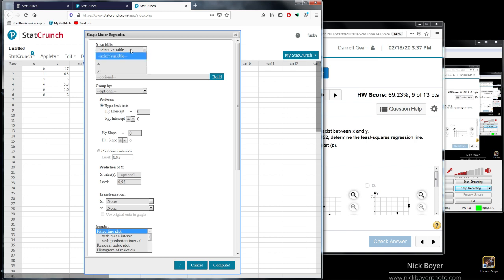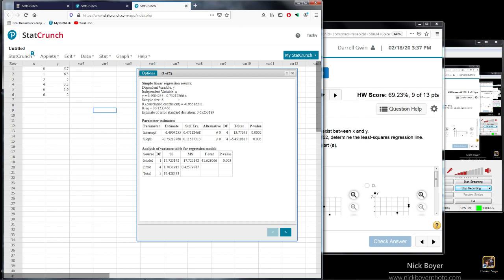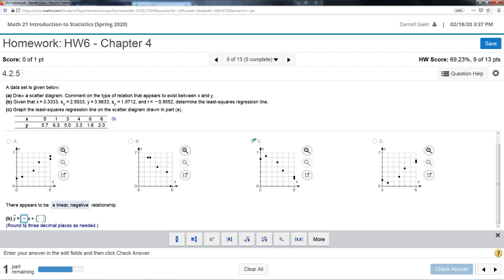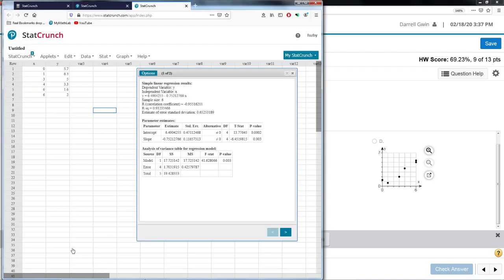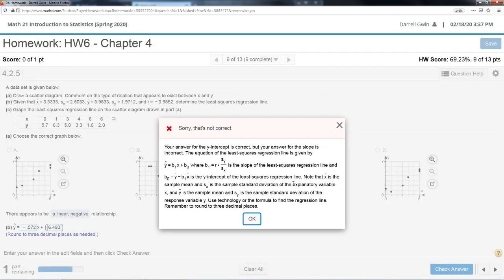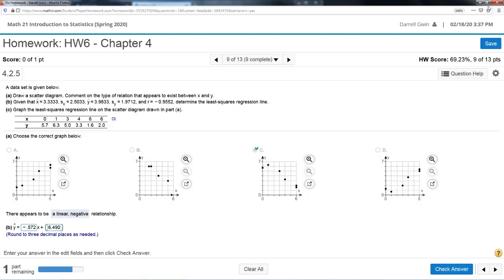Regression, simple linear. X is the X's, Y is the Y's, compute, and there's Y equals mx plus b. It's in a different order, but you get it. The slope is negative 0.752, and the y-intercept is 6.490. Enter. Oh, we made a mistake. Alright, we gotta double check these numbers again.